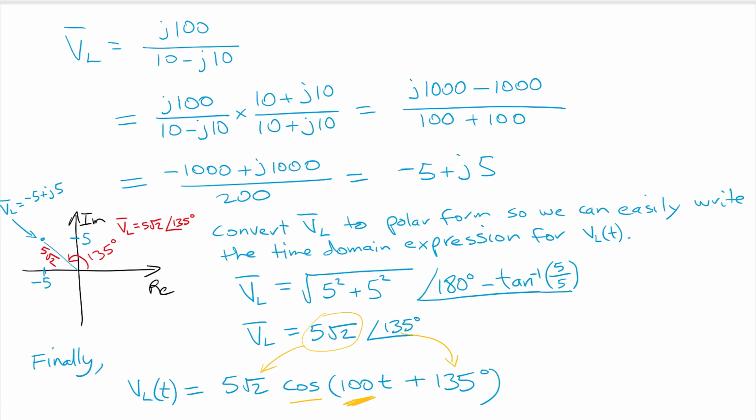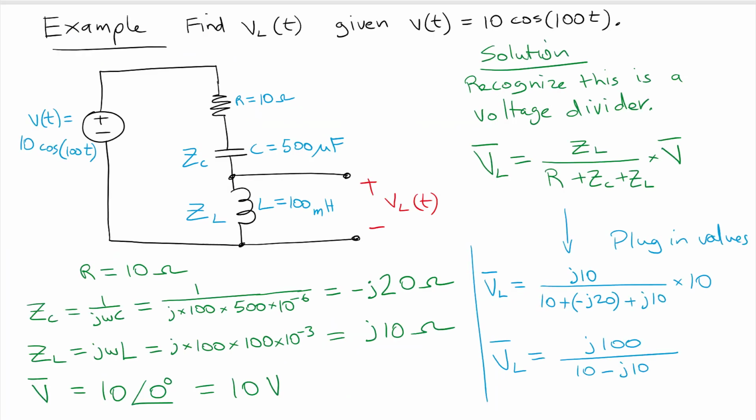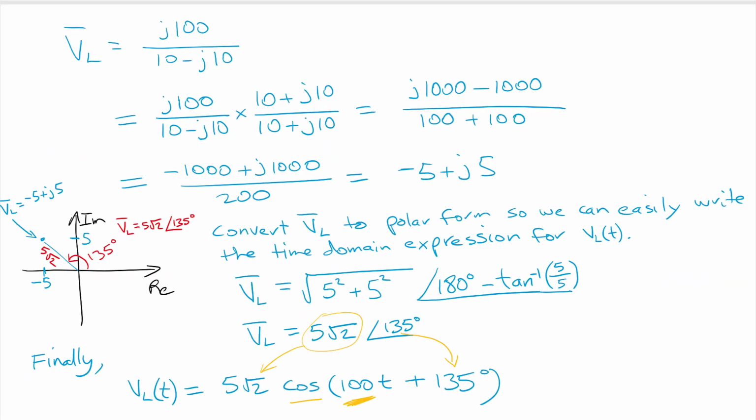and then we have to get the omega, and that came from the original problem. Okay, so that omega came from here. So up here, that's the omega, that's the 100. Okay, that's a radian frequency. So that's where we got that omega from. So this is the final expression that we're looking for. That is the time domain expression for the inductor voltage.